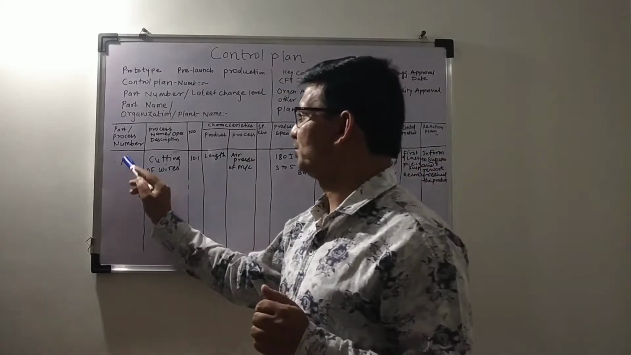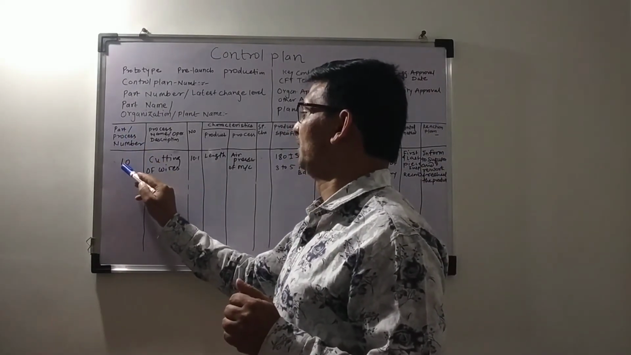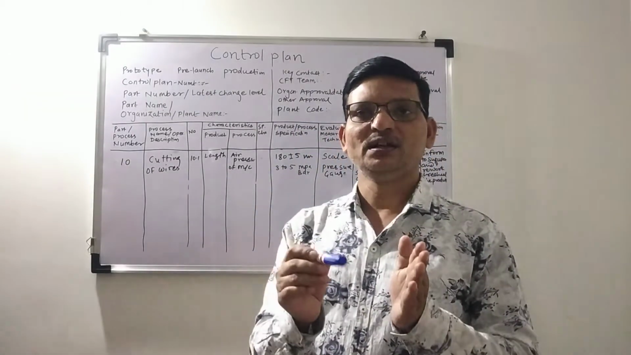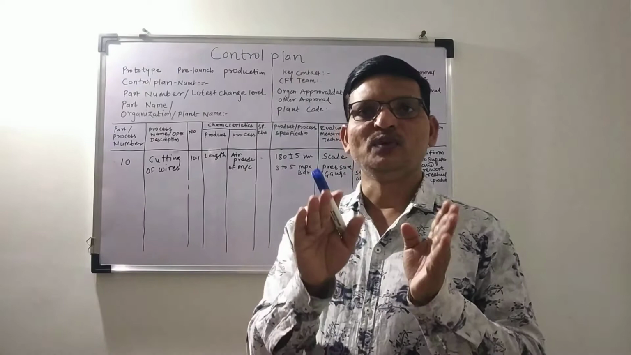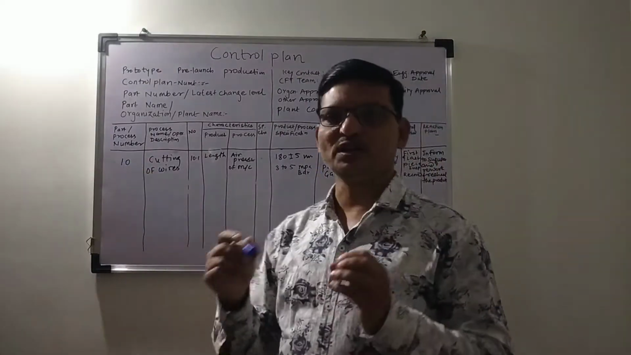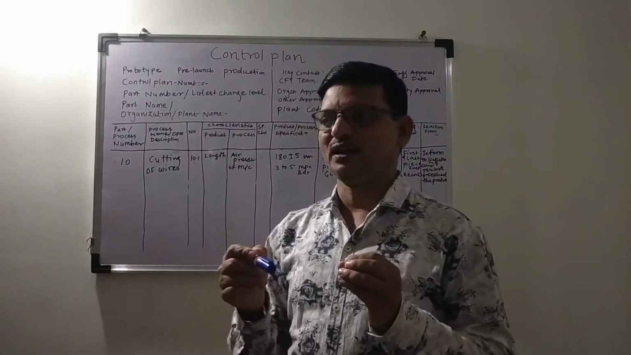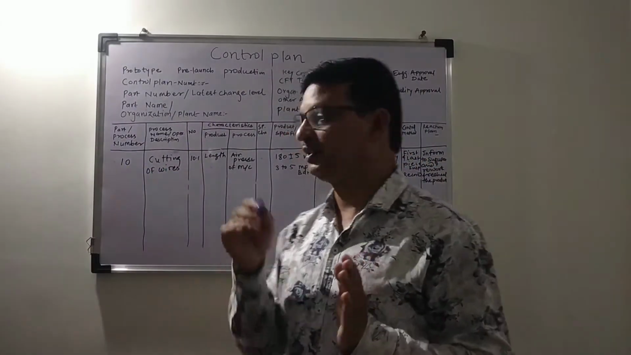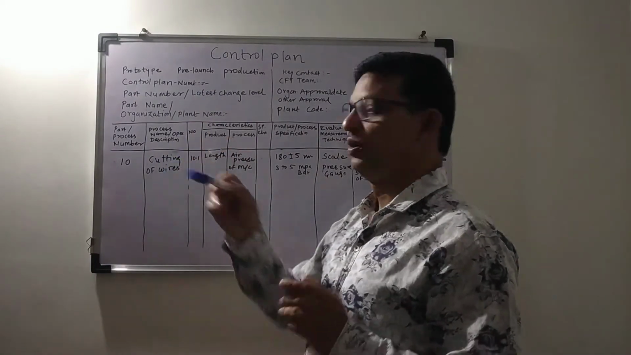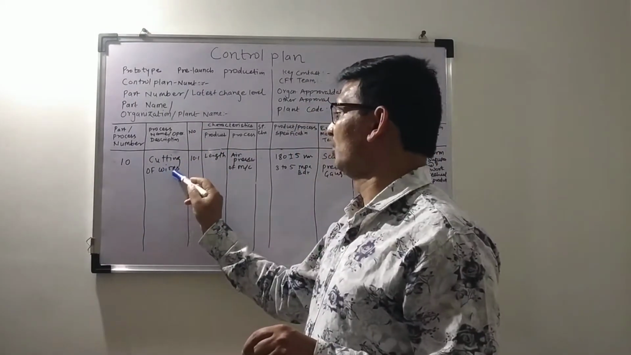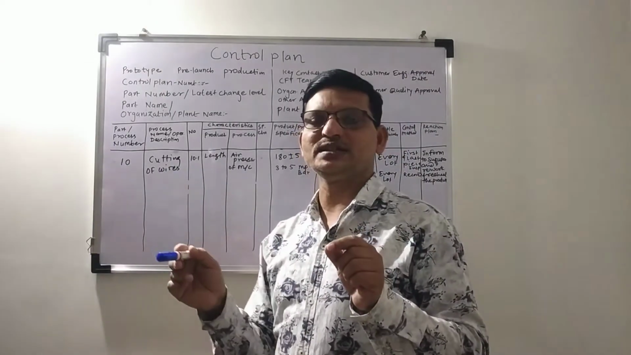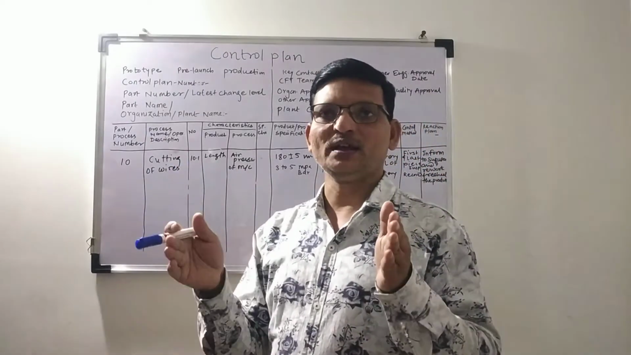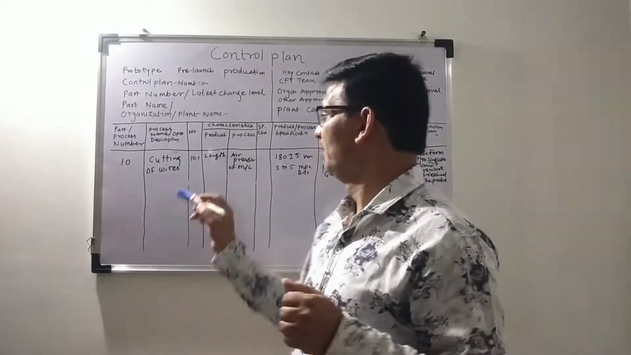So the first point is part or process number. There is a process number 10. You can use any process number that you require, but remember one thing: this process number comes from the process flow diagram. So match the process flow diagram number with the control plan number. Next, process name, operation name. We are taking one example, cutting of wires. It is from a wiring harness example. In wiring harness, we require some length of wire for making a wiring harness.